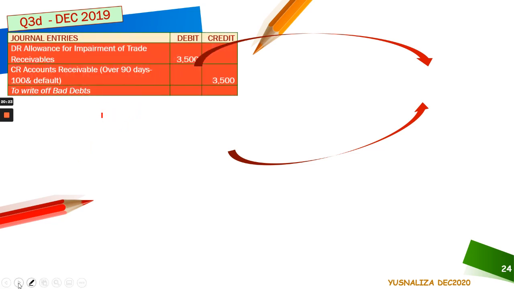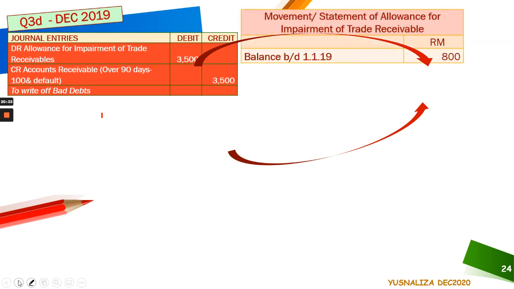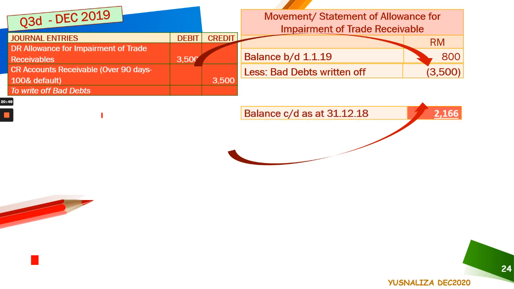Okay, next, let's look at what we are going to do according to the requirement. This is the journal entry that we did earlier, right? And now what we're going to do is prepare the movement of allowance, or the statement of allowance. You take the balance at the beginning of the year for the allowance for receivable, 800. Include the bad debts in the statement by deducting them. Then calculate the balance of allowance at the end of the year.